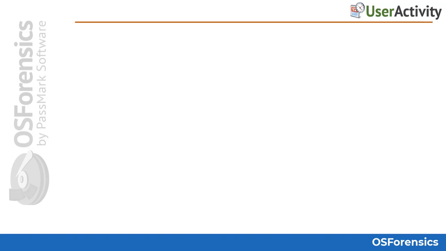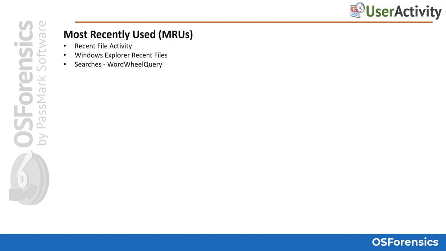So let's take a look at some of the main artifacts recovered in this most recent user activity scan. Most recently used files, or MRUs as they're often called, refer to registry artifacts that point to recent files, usage of files used by applications such as Microsoft Office, Windows Media Player, Windows Explorer, and more.